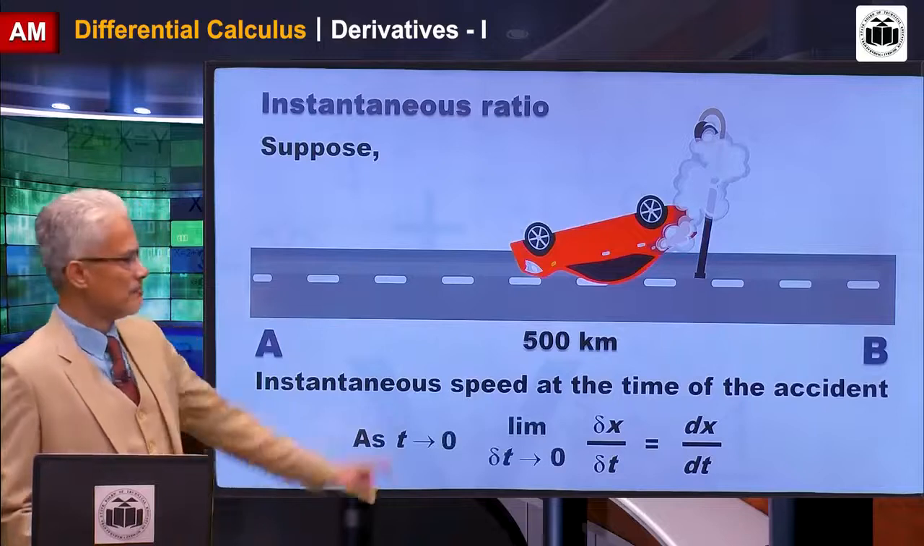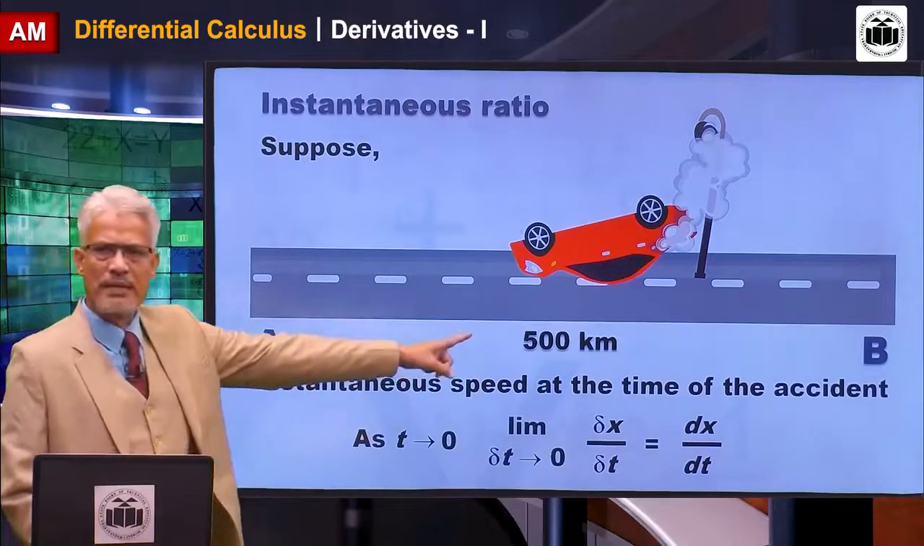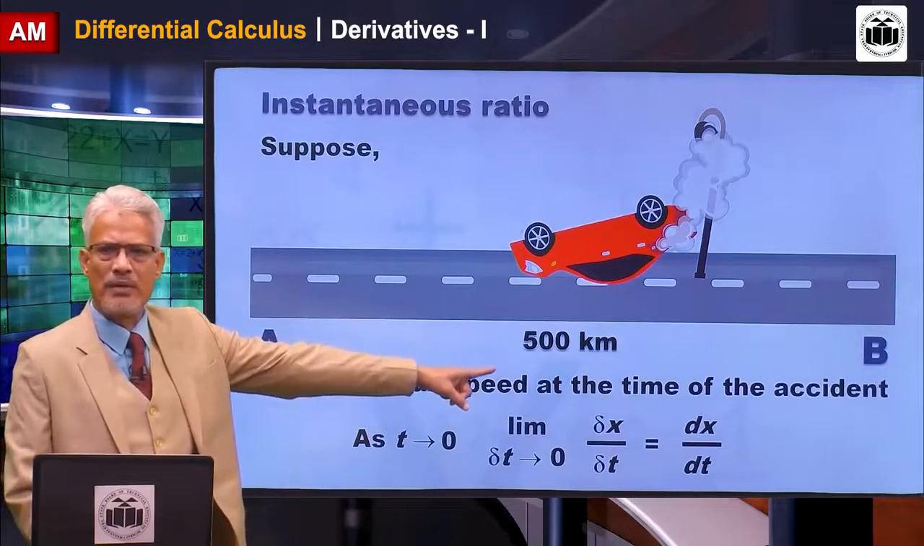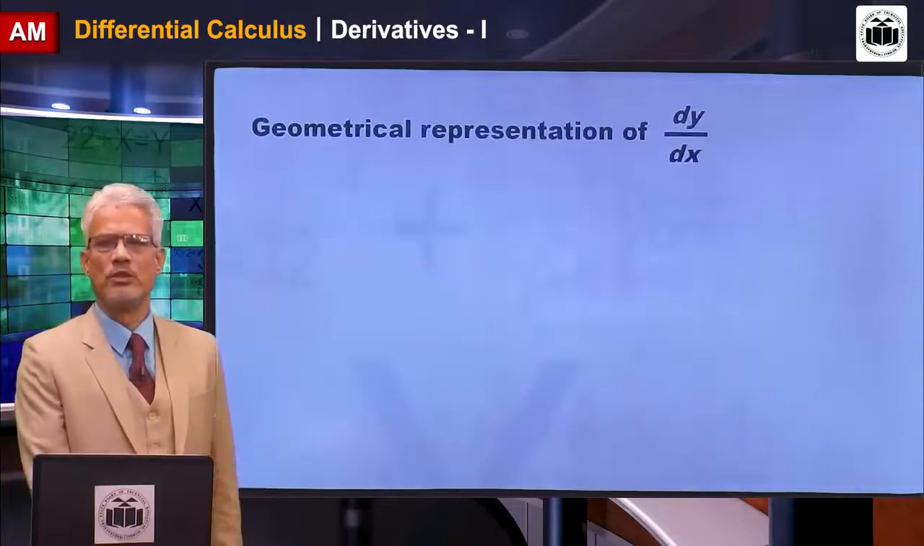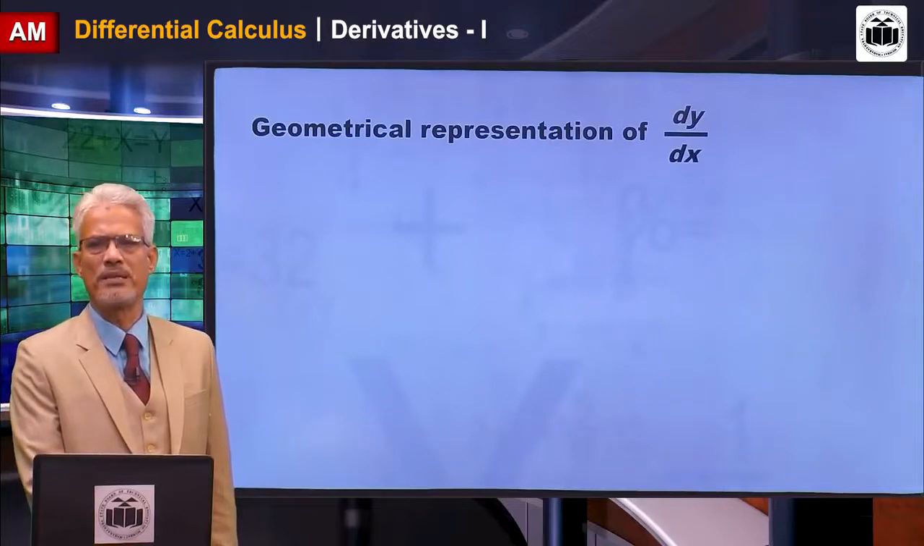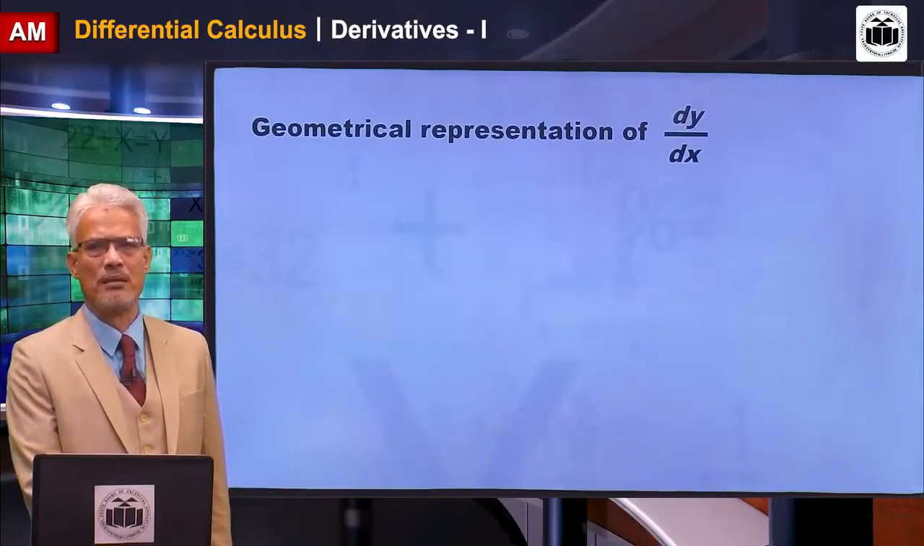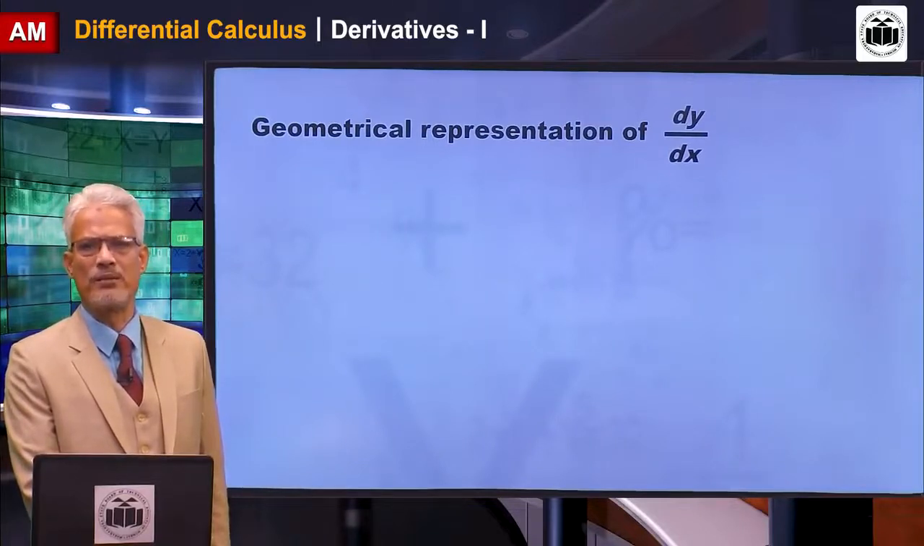As delta t tends to 0, limit delta x upon delta t is equal to dx upon dt. You see, geometrical representation of dy upon dx. Geometrical representation of dy upon dx is nothing but the mathematical representation.